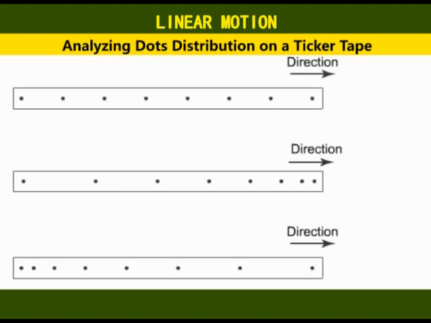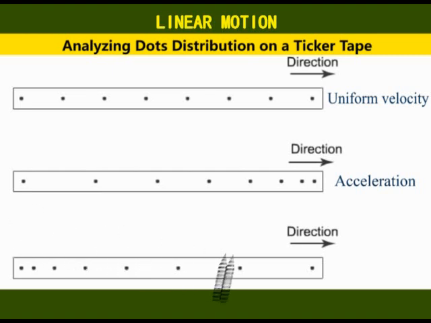Let us analyze another set of 3 strips. In the first one, the dots are uniformly distributed. This indicates the object is moving at uniform velocity. In the second strip, initially the dots are close to each other. The distance between the dots then increases uniformly. We know that when the distance between the dots increases, the velocity of the object increases. It means the object was accelerating.